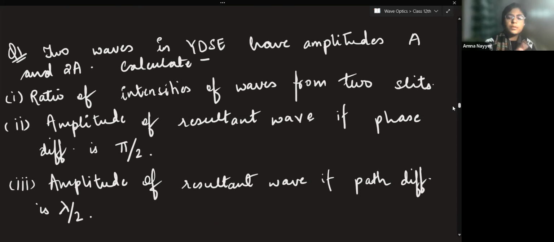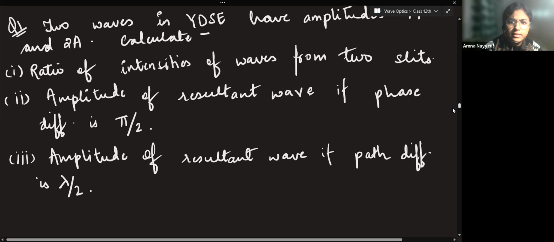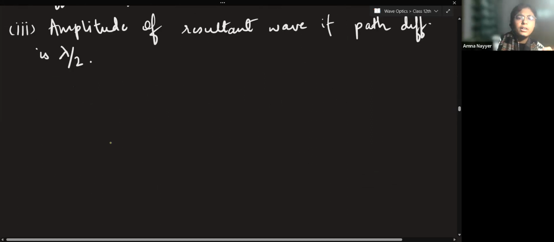Now see class, these types of questions are there. Two waves in YDSE have amplitudes A and 2A. Ratio of intensities from two waves, amplitude. First, let us see the first part. Ratio of intensities. You have amplitudes, you have to find out the ratio of intensities. I hope this is not difficult for anyone.